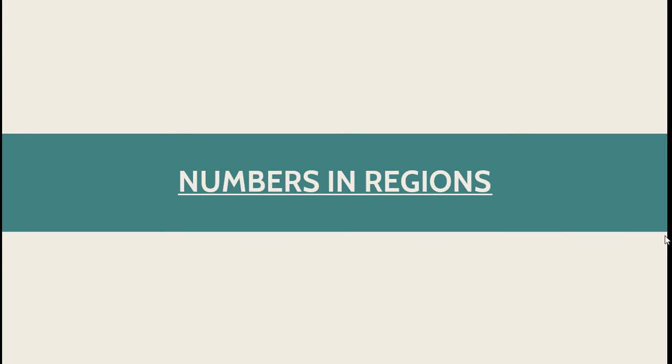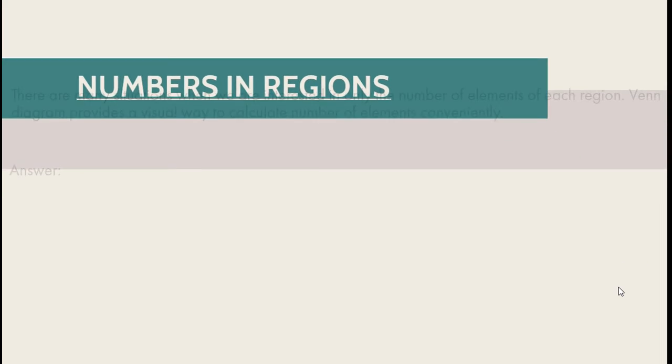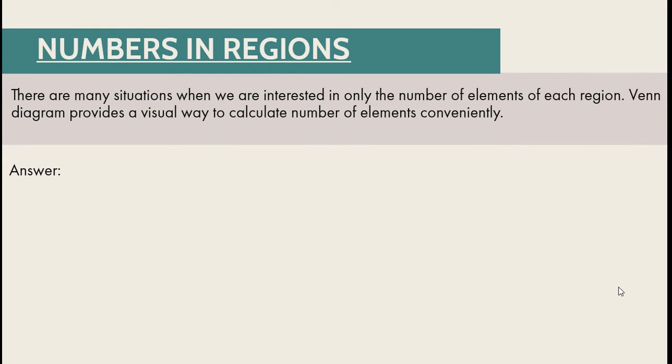Okay. In the second part, we will see how the Venn diagram helps to calculate the numbers in regions. It means the number of elements that belong to each set that we consider. There are many situations when we are interested in only the number of elements in each region. Venn diagram provides a visual way to calculate the number of elements conveniently.